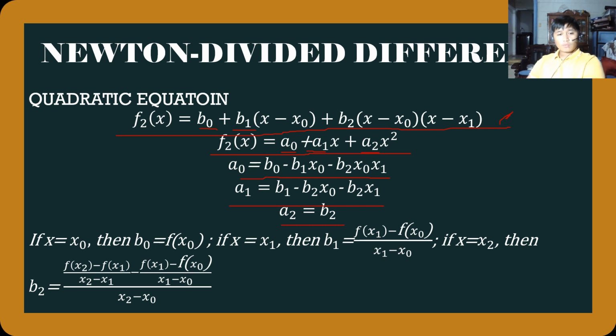If x is equal to x sub 0, then b sub 0 will be equal to this one, f of x sub 0. Now if we replace this, if we let this x be x sub 0, then this term here will become 0, and this term here will also become 0. Therefore what we have left is that b sub 0 will be equal to f of x sub 0.